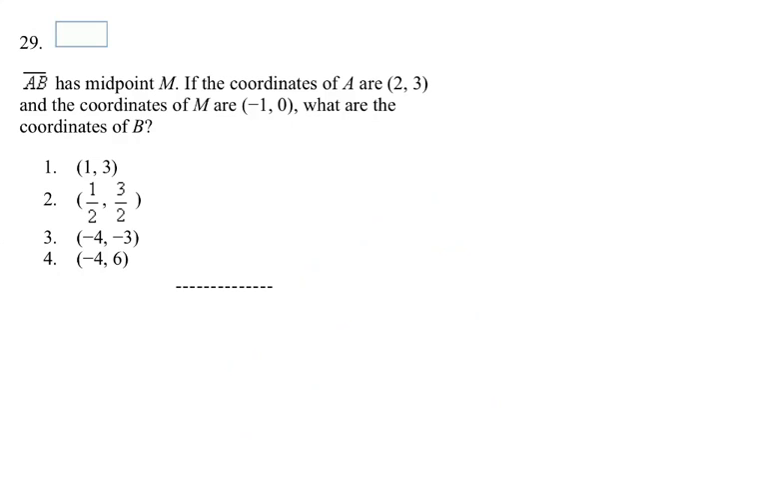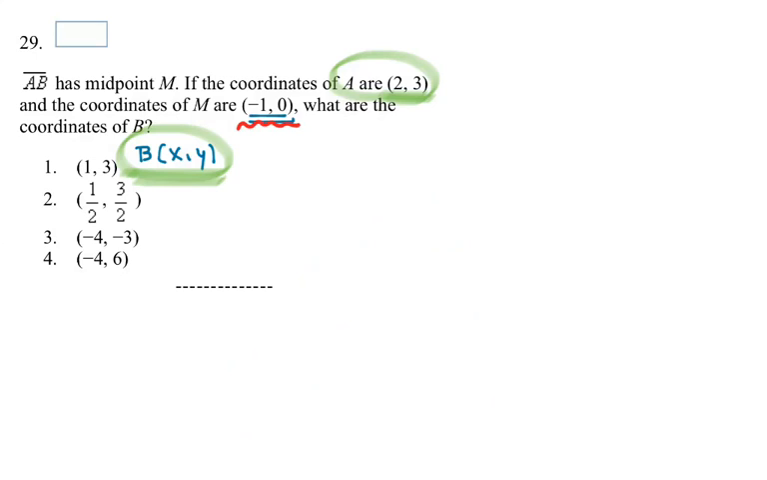Number 29. M is the midpoint. What is the coordinate of B? Since I don't know what B is, let me assume that it is x comma y. Notice that they gave us two endpoints, which is point A, and point B, which we assume to be x comma y. Then in that case, our midpoint was negative 1 comma 0.